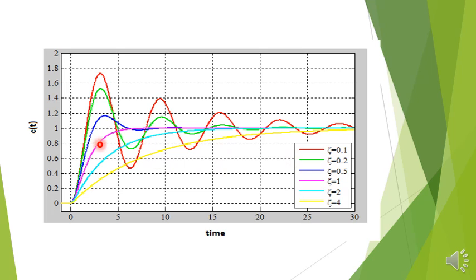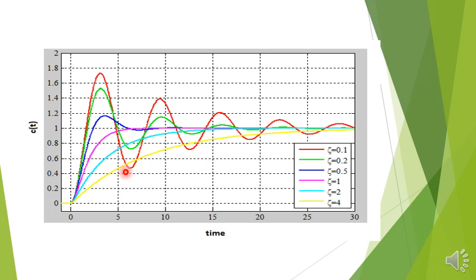Now when zeta equal to 1, no oscillation. This is the critically damped system. And this light blue and yellow color is when zeta is equal to 2 and zeta equal to 4. So that is the overdamped case. Now what happens if zeta is equal to 0? Zeta equal to 0 means the undamped case. So in that case you will get a pure sine wave without diminishing oscillation. You will get a perfect sine wave.